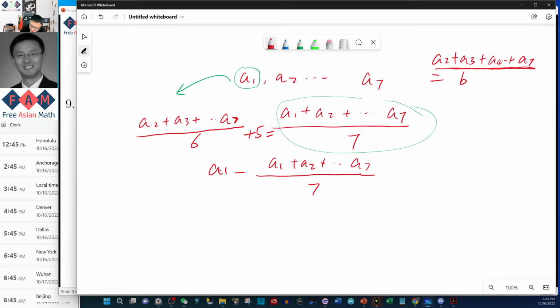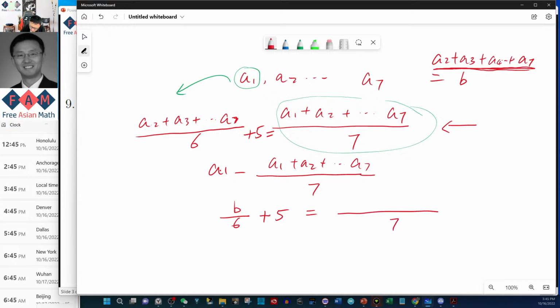We don't have anything else to say about those 6 variables other than the fact that we need to add them all together. So with that, we can rewrite the original equation, because now A2 plus A3 all the way to A7 is B. So the left-hand side is simply B over 6. That's the new average. It's 5 less than the original average. So plus 5 equals 2.